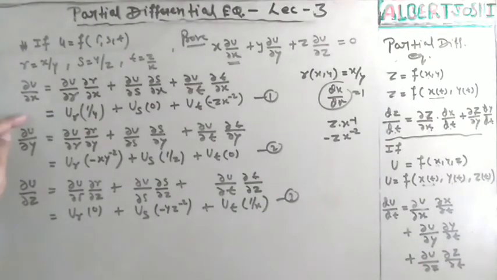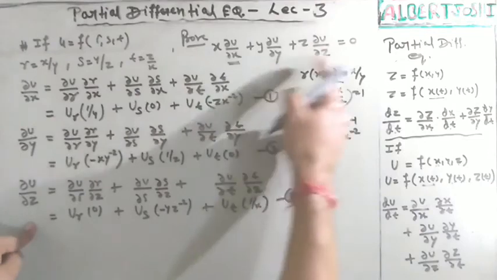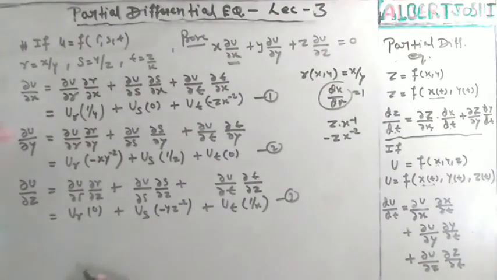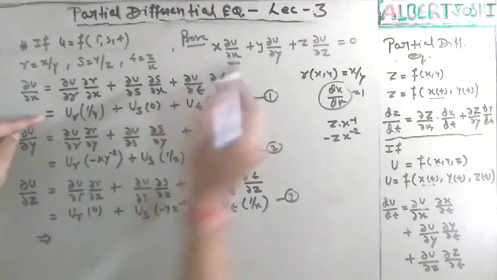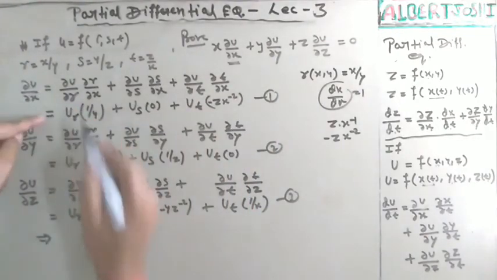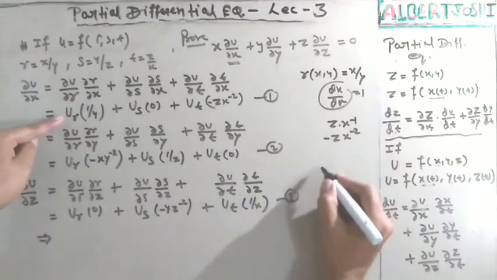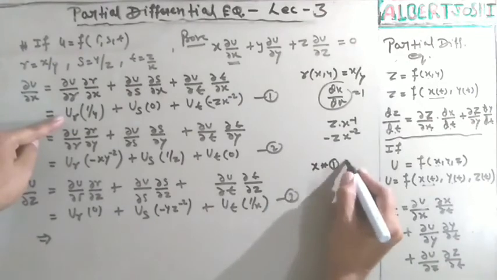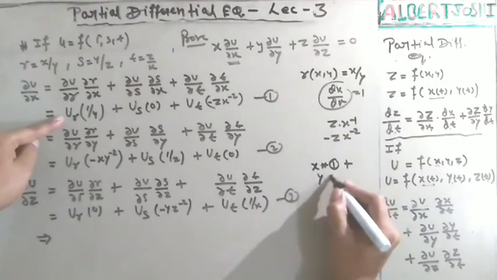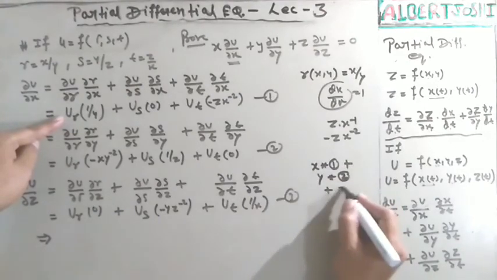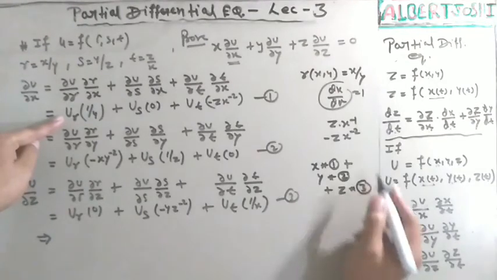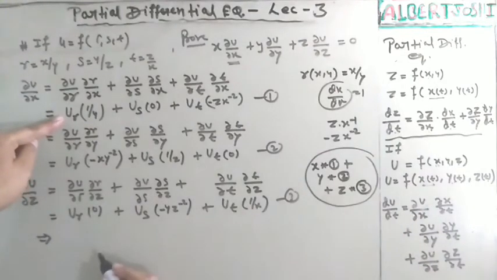Now the first equation you have to multiply by X, the second equation you have to multiply by Y, and the third equation you have to multiply by Z, because we have been asked to prove this. Now we will multiply by X, and then add: X into 1 plus Y into 2 plus Z into 3. You have to do this.